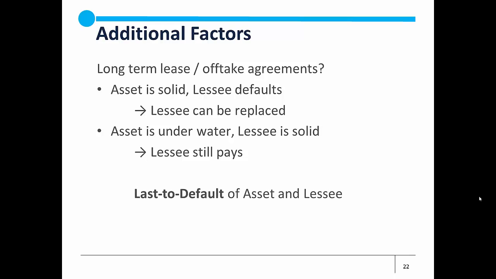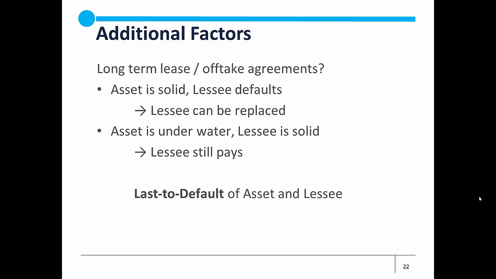So what this boils down to is actually that as an equity holder, what we're holding is some kind of loss to default of asset and lessee, right? If either of them is still good, if the asset is still good or the lessee is still good, we're still in the money. We really need both of them to go under at the same time in order to be out of money.